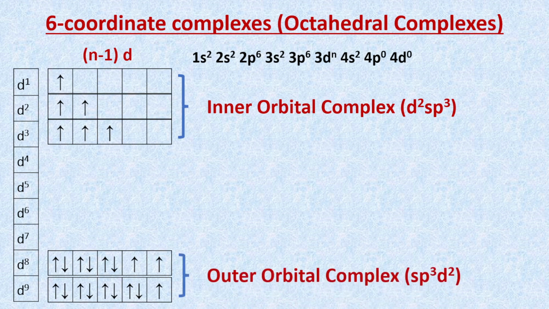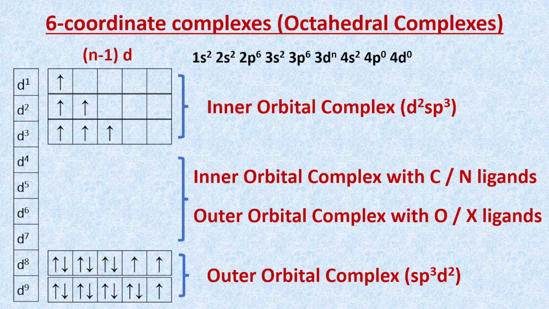In d8 and d9 systems, they don't have vacant inner d orbitals, so they always form an outer orbital complex through sp3d2 hybrid orbitals. d4, d5, d6 and d7 systems can form an inner orbital complex when the ligand involves carbon or nitrogen donor atoms in the bond formation with the metal. These 4 systems form an outer orbital complex when the ligand involves oxygen or halogen donor atoms in the bond formation with the metal.